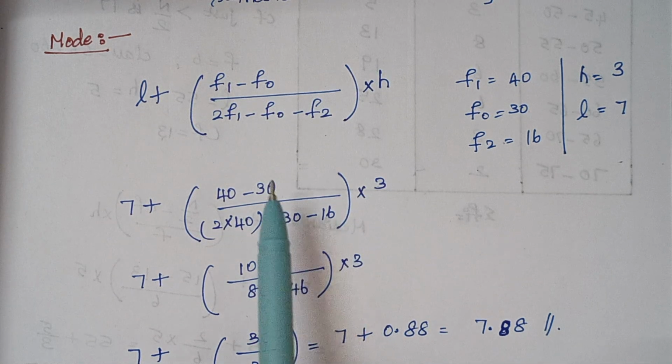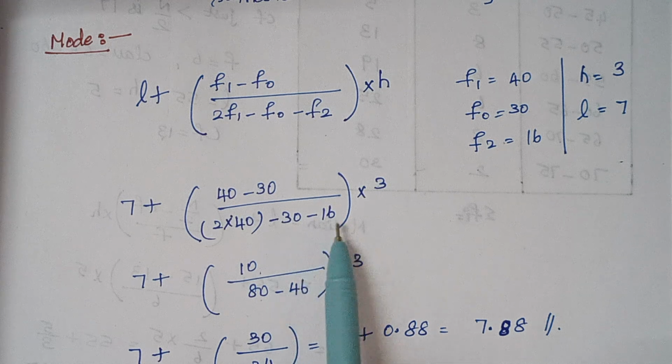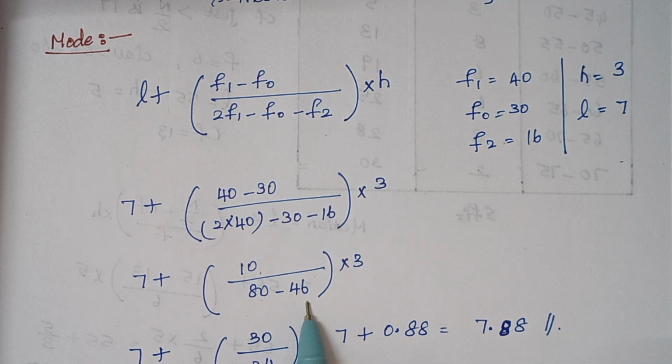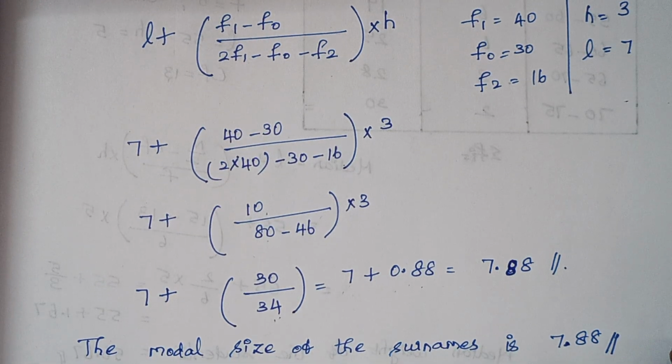Once you substitute, you see 40 minus 30 gives 10. 2 into 40 gives 80 and minus 30 minus 16 makes minus 46. So 80 minus 46 gives you 34. So 30 by 34 gives the answer 0.88. So 7 plus 0.88 gives the answer 7.88. Therefore, the modal size of the surname is 7.88. So this problem gets over here.